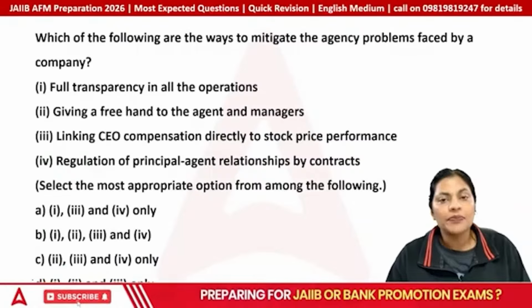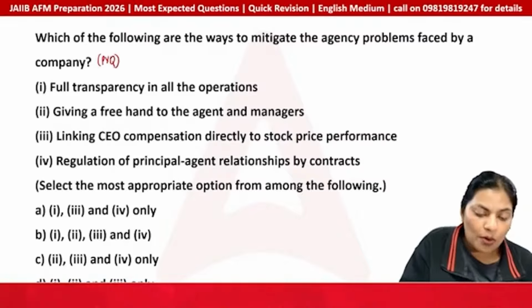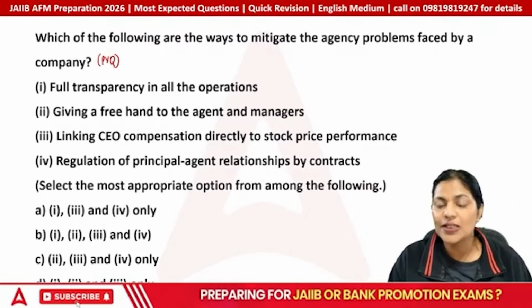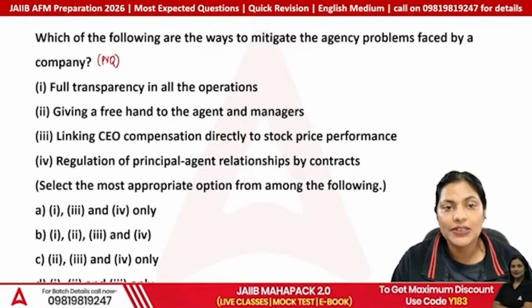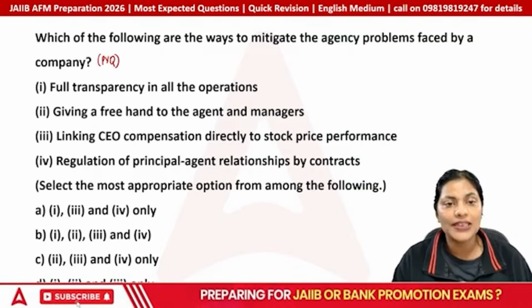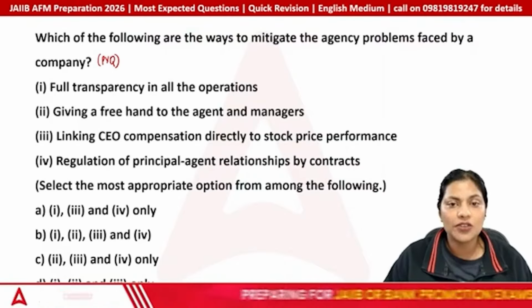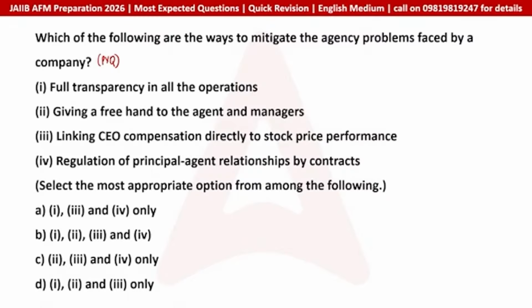First question is, which of the following are the ways to mitigate the agency problem faced by a company? This is a previous year question that was asked in your November 2023 exam, which said that full transparency in all operations, giving a free hand to the agent and manager, linking CEO compensation directly to stock price performance, and it also said that regulation of principal agent relationship by contract, you were required to select the most appropriate option from the given.